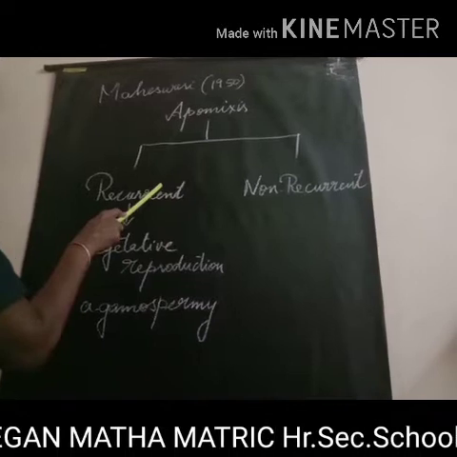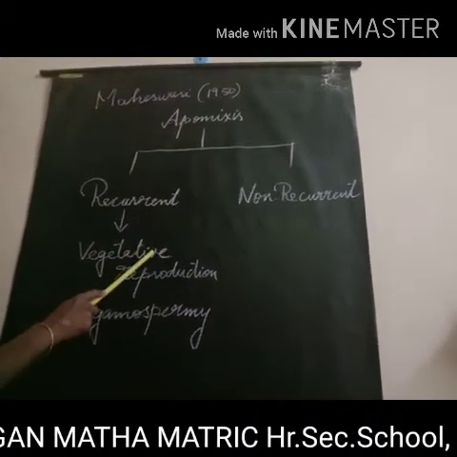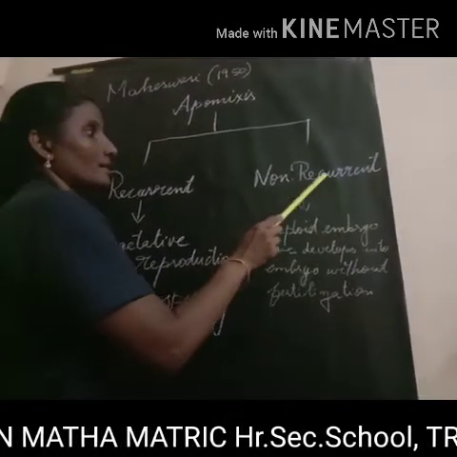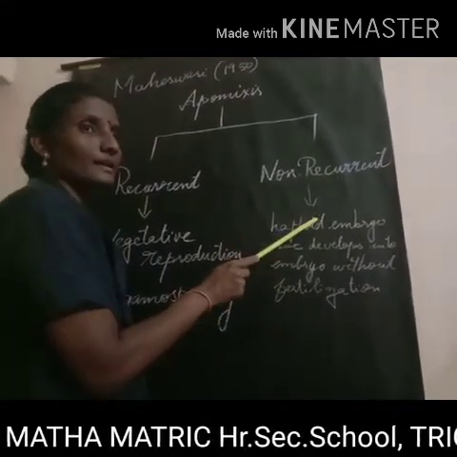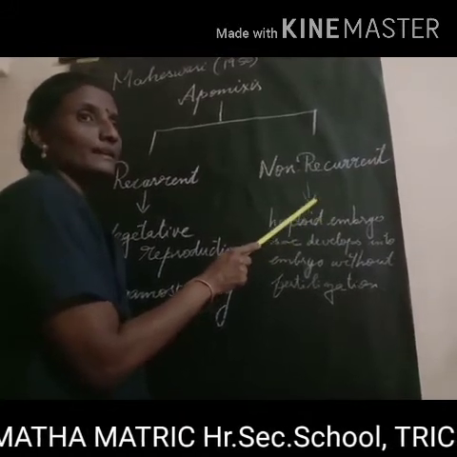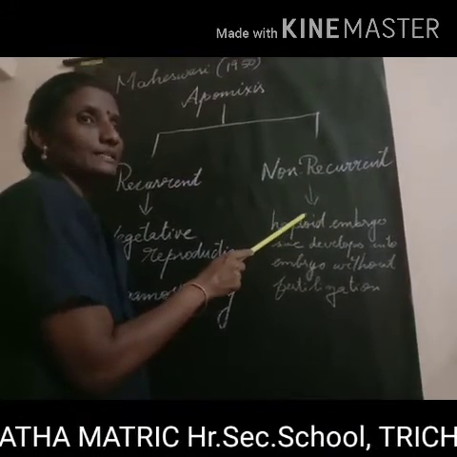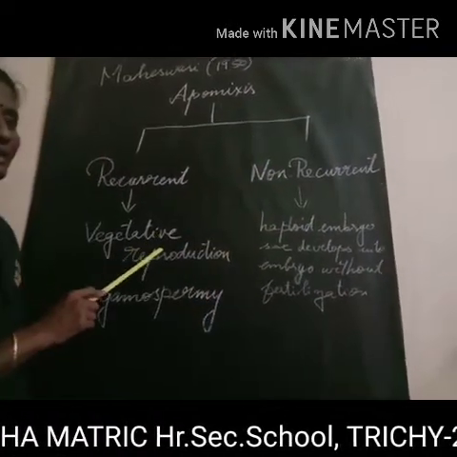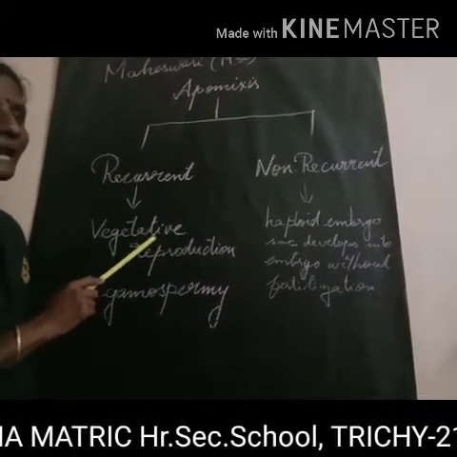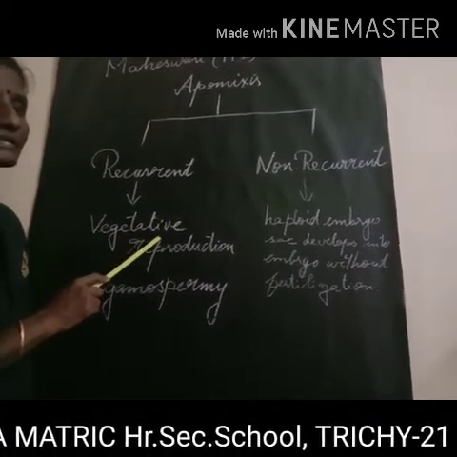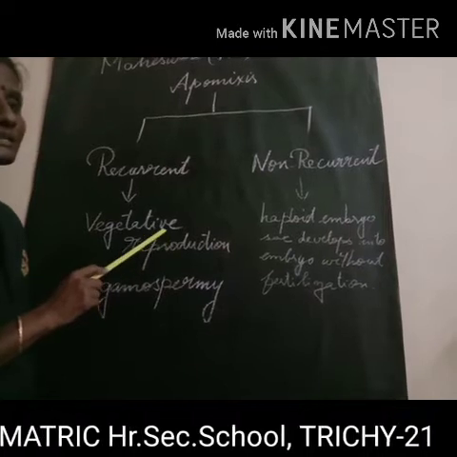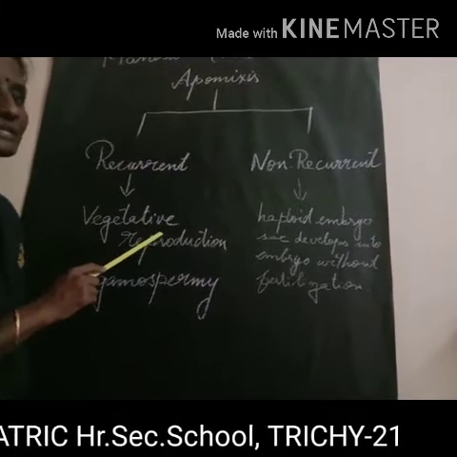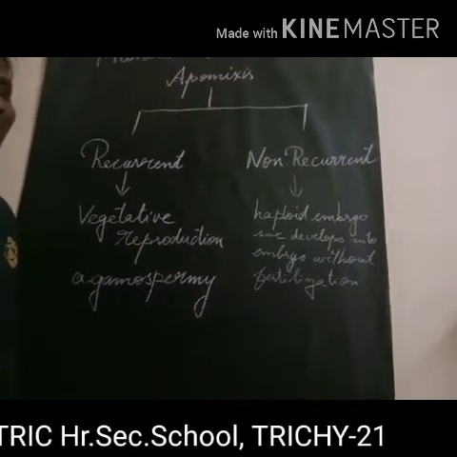Recurrent is again classified into vegetative reproduction and agamospermy. Non-recurrent apomix: a haploid embryo sac developed after meiosis, and it develops into an embryo without fertilization. Vegetative reproduction means the plant reproduces by any part other than the seed. Examples for that are bulb, runner and sucker.